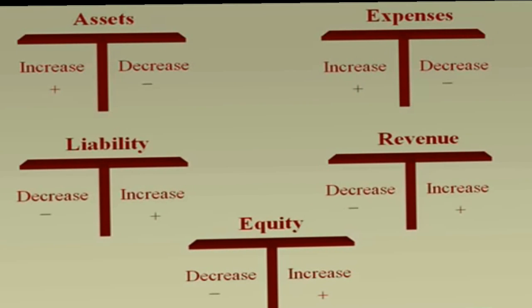For an asset, an increase is shown on the left and decrease on the right. For an expense, an increase is shown on the left and decrease on the right. For a liability, a decrease is shown on the left and an increase on the right. For revenue, a decrease is shown on the left, an increase on the right. For equity, the same rule applies, namely, a decrease is shown on the left and an increase on the right.